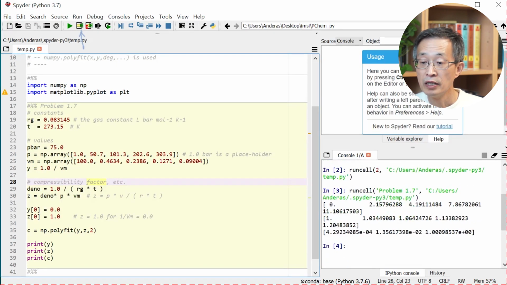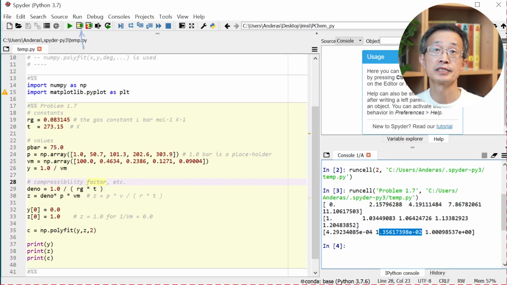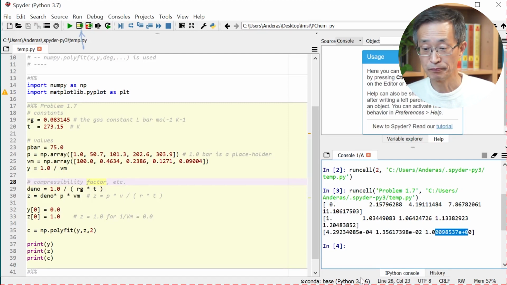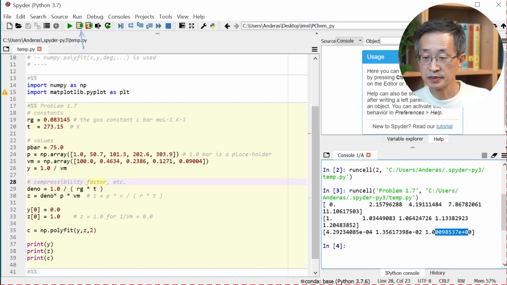Okay, and then I print out Y, Z, C. So this is Y, and this is G, and C, that is returned from the polyfit. The first element is C or gamma. The second element is alpha or A, and this is 1, close enough to 1.